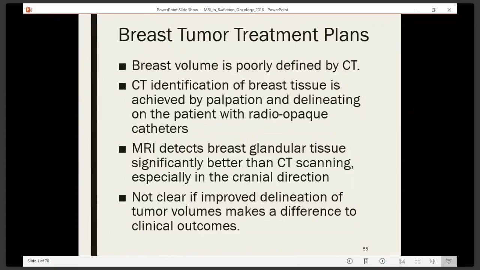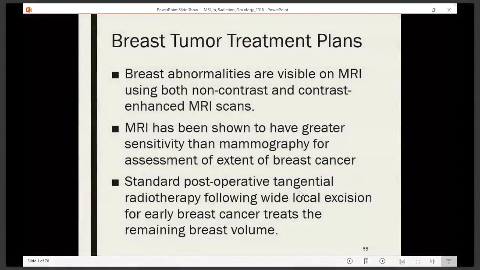However, people who have done this, used MRI for treatment plans, have yet to demonstrate whether this improved delineation of the tumors in the breast actually affects clinical outcomes. But anyway, breast abnormalities are visible in MRI using both non-contrast and contrast-enhanced techniques, and it has a greater sensitivity over mammography for the assessment of the extent of breast cancer. The thing is that standard postoperative tangential radiotherapy, which is used following wide local excisions for early breast cancer, is used to treat the breast volume.